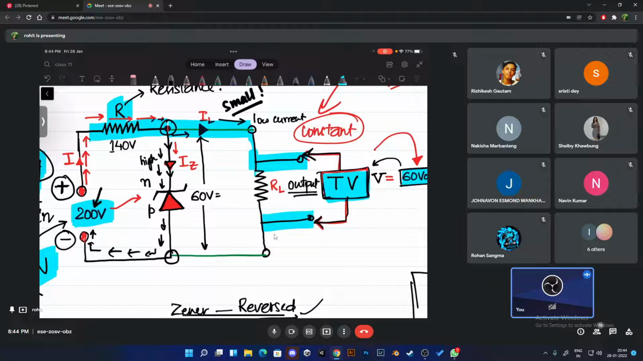Now look at your load resistance. Do you agree your load resistance and the zener diode are connected in series or parallel? Parallel. That means if your zener diode gets 60 volts, your load resistance also should get how many volts? 60 volts. Will your load resistance get more than 60? No. If your zener cannot take more than 60 volts, your load resistance also cannot take more than 60 volts because it's connected in parallel. In parallel, you have the same voltage.